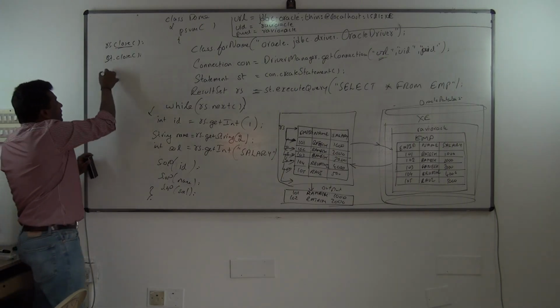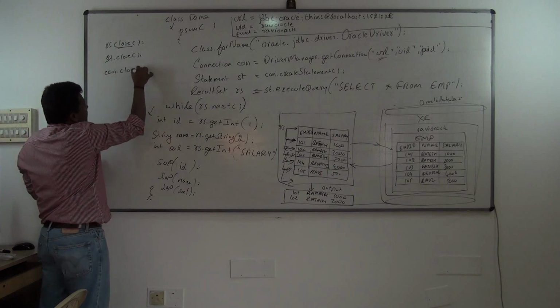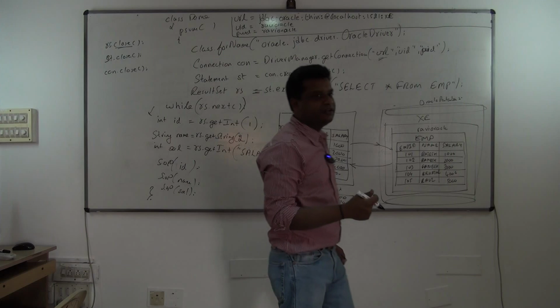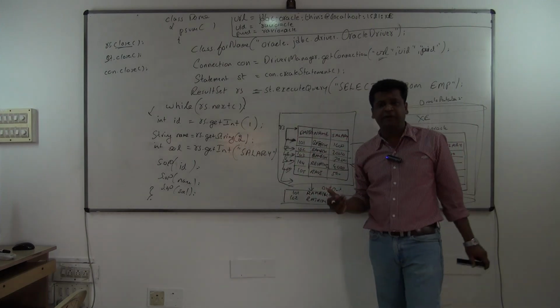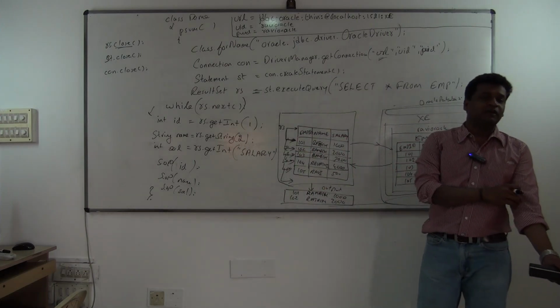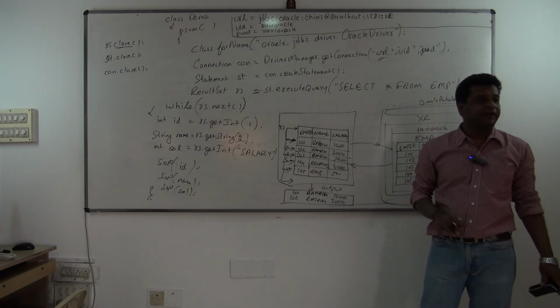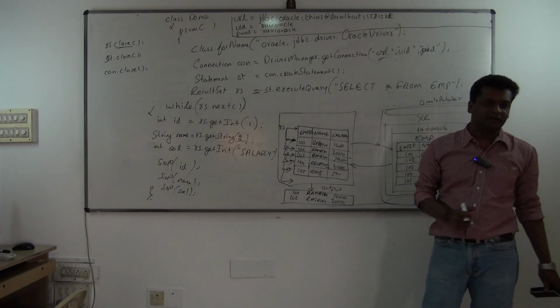Then you close what? Connection. So always close in this order only. Reverse order. First close the result set, then close the statement, then close the connection. Now you might ask a question: why should I close the resources like that only? If I directly call connection.close, what will happen?